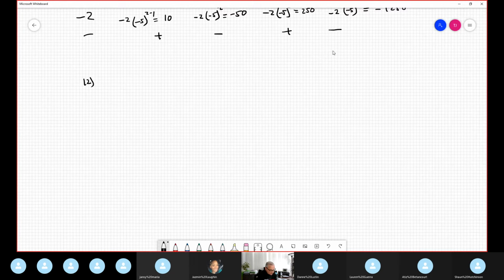12. Let me copy. Find the sum. The sum is sigma from K equals 1 to 5 of 2/3 raised to the 2 to the K power. And this looks to me like a geometric, no? Because actually it's exponential.